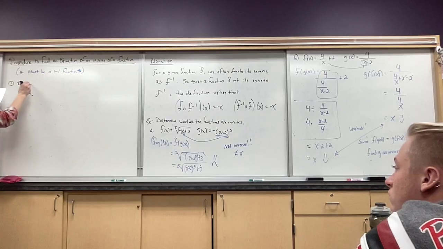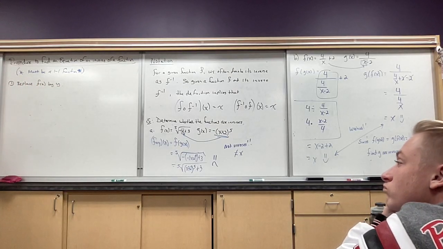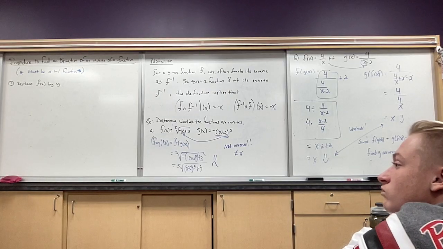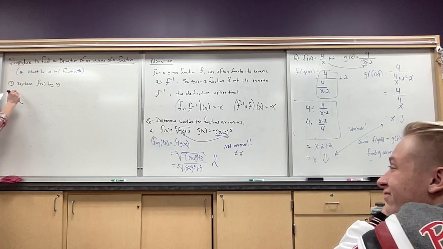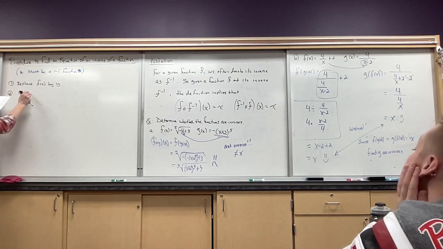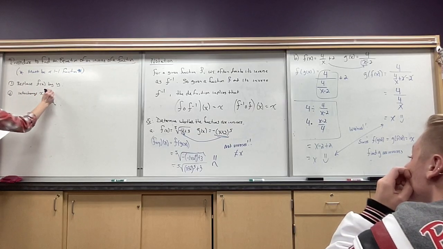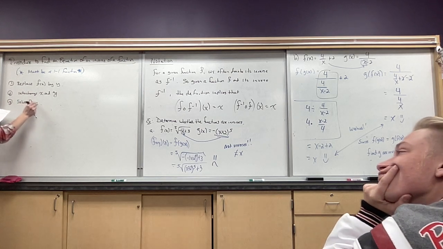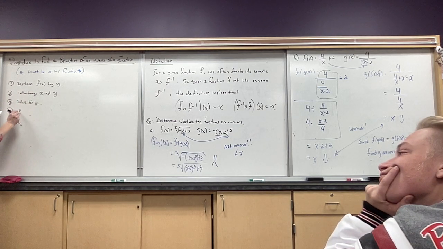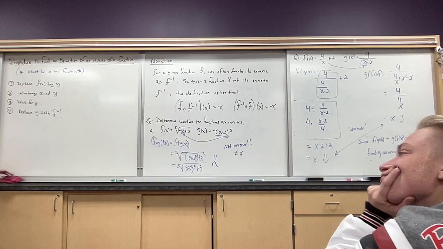First step, replace f of x by y. We know they mean the same thing because it's just a symbol, but you want to go ahead and do that first. Second step, interchange x and y. Third step, you're going to solve for y. And then you're going to make it look like an inverse, so replace y with the symbol for an inverse. Okay? Make it look nice and pretty.